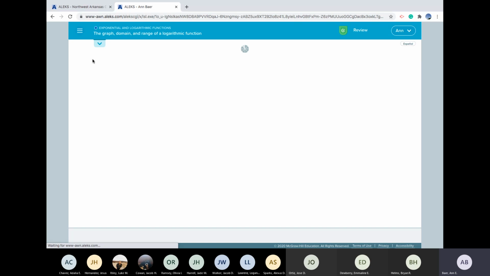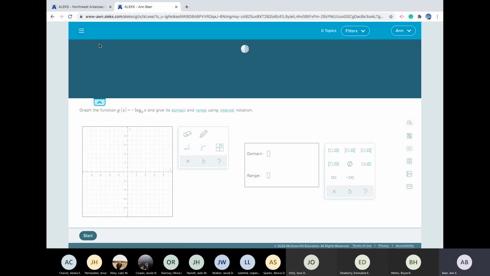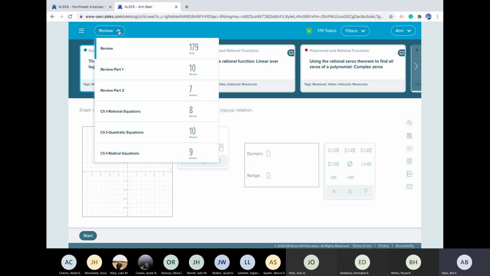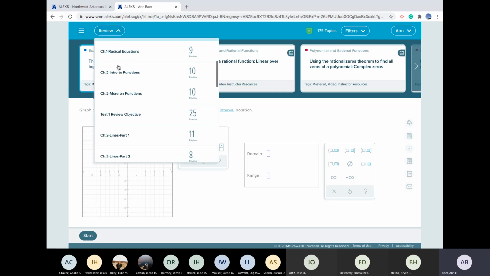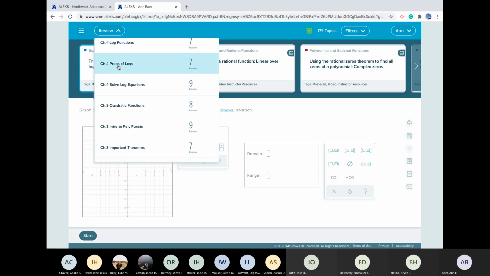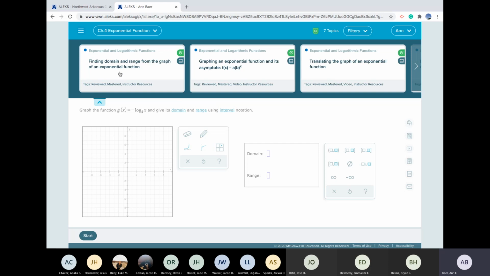So I'm in review mode, and you can also go to review mode if you've already learned topics, and you can find the objective for which you want to review some topics and go from there. So I am going to click on this review and then go down to, getting a little ahead of myself, exponential functions is what we want. So that's what we want to work on today.